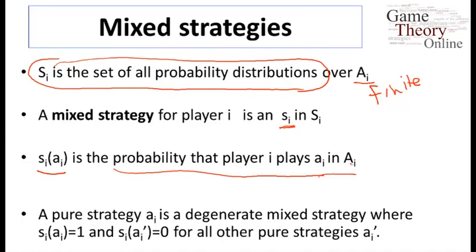Then we can also think of pure strategies in this world as degenerate mixed strategies, where you're putting weight 1, probability 1, on a particular action. So sometimes we'll go back and forth, but we can think of pure strategies as special cases of mixed strategies where you're just putting all your probability on one particular action.